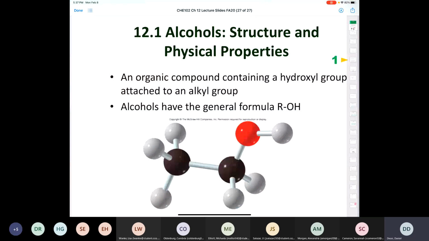So can everybody see my first slide that says 12.1 alcohol structure and physical properties? Yes. All right, great. Well, let's get started here.